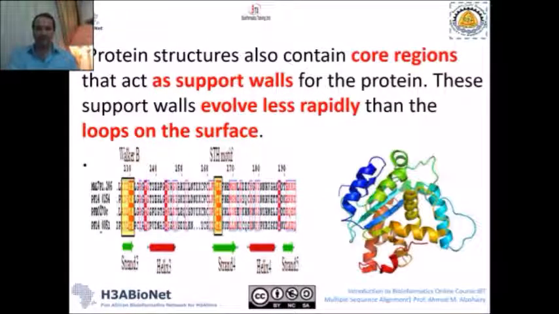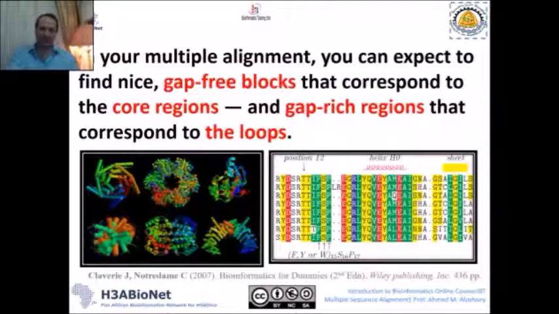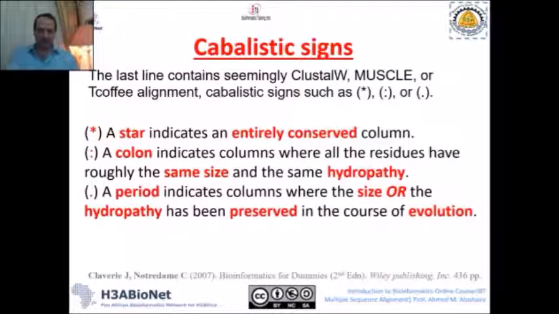And of course, the core region works as a support wall, so it evolves less rapidly, but the loops can evolve rapidly, so you can see a lot of mutation in the loops. So anyway, you can expect that if you see gap-free blocks, they can correspond to core regions, but the gap-rich regions can correspond to the loops. This is an example.